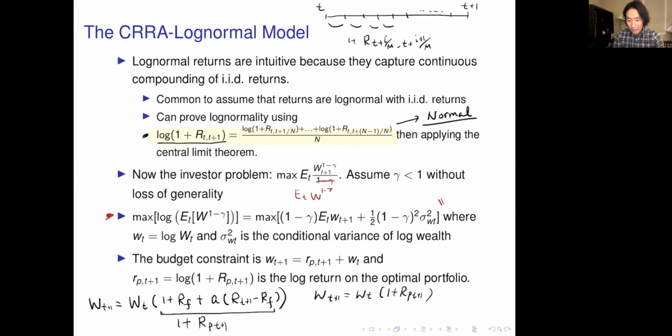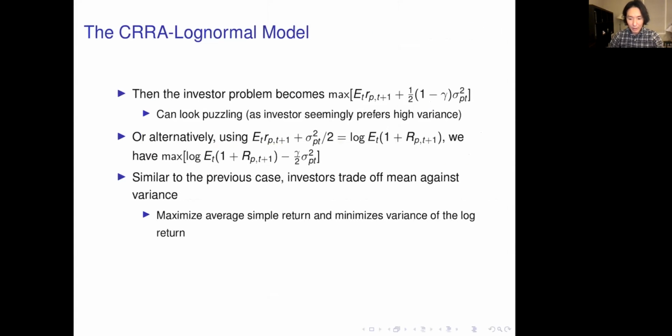Now, in terms of log, so now you take the log transformation, then we get w T plus one equals w T plus r P, T plus one. Okay. So what are the notations here? Notation is that w T plus one is the log wealth이고요. And this is 이거는 log portfolio return 이렇게 되는 거예요. Okay. Now using that notation, then investor problem becomes just plugging in the numbers here. It becomes like this.